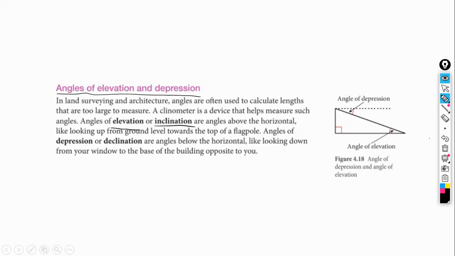of a flagpole. Angles of depression or declination are angles below the horizontal, like looking down from your window to the base of the building opposite to you. So notice here in figure 4.18, we have an angle of depression and an angle of elevation. So this would be like looking out from the window down to the base of a building. And this would be like somebody at the base of the building looking up to the person that is looking down from the window. Now, the interesting thing about this situation is that the angle of depression and the angle of elevation would measure the same.